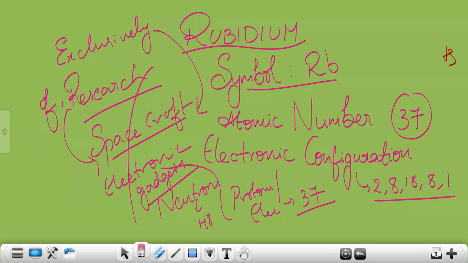Ma'am, in all the alkali metals, the last shell has only one electron. Any reason for that? They are there like that. They were discovered and their composition is like that. There is no specific reason for that.